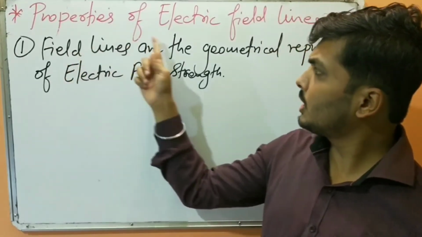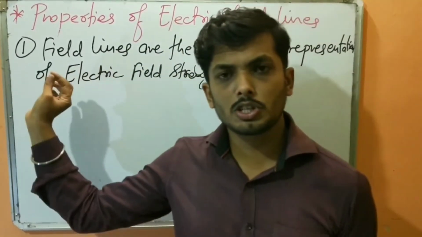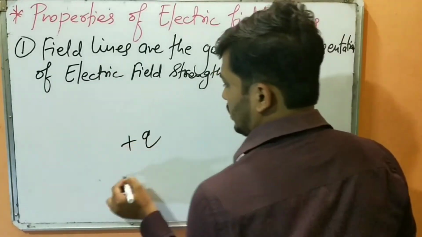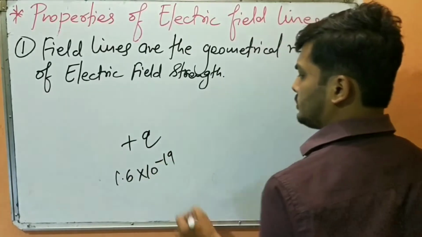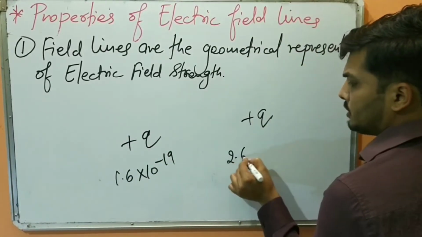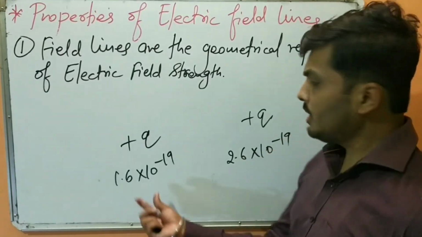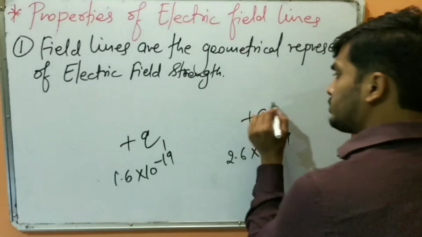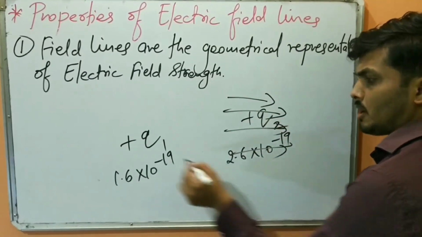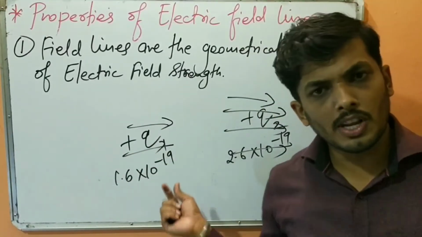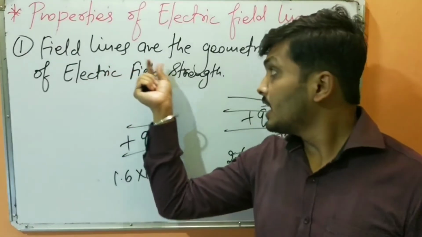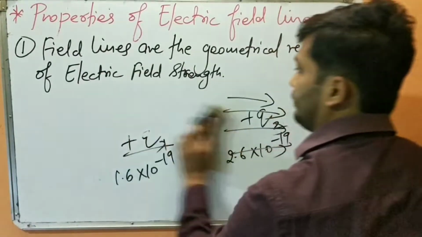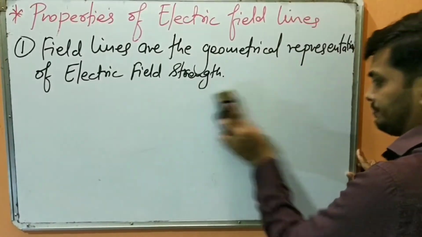So the first thing is what? Electric field lines are the geometrical representation of electric field strength. So if there is a charge, see, plus Q1 has a magnitude of 1.6 into 10 to the power minus 19 coulomb, and one more charge Q2 is 2.6 into 10 to the power minus 19 coulomb. Now you can tell me, is Q1 greater or Q2 greater? Definitely Q2. So this charge will have stronger electric field lines compared to this. So the first characteristic is very clear: electric field lines give the geometrical representation of electric field strength. Okay. Second property, can you guess?